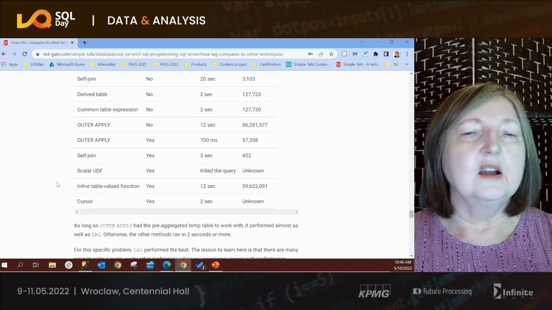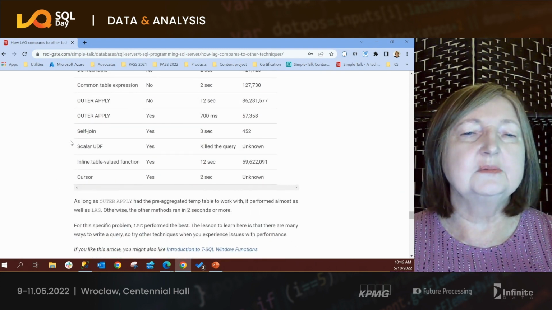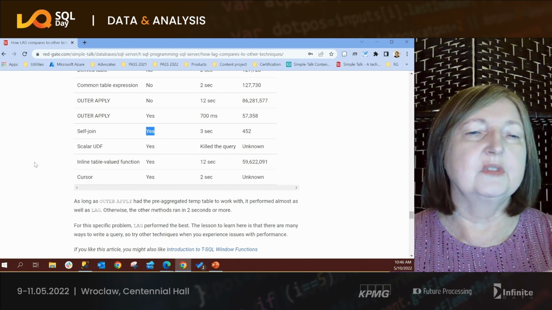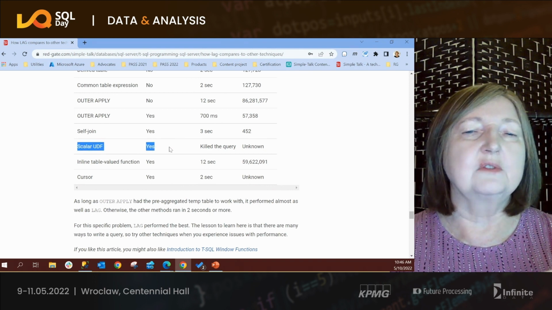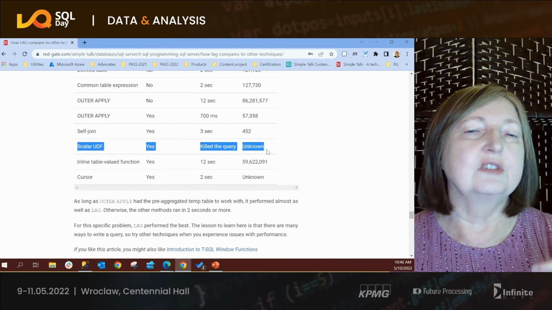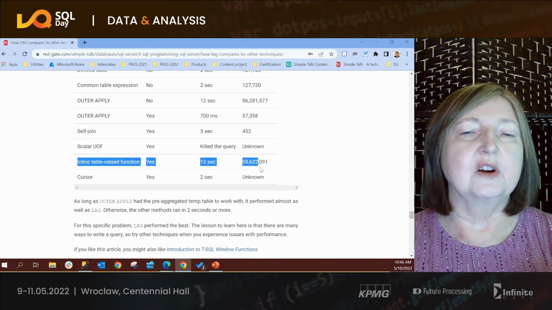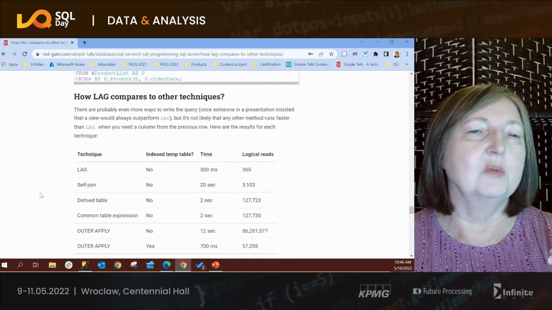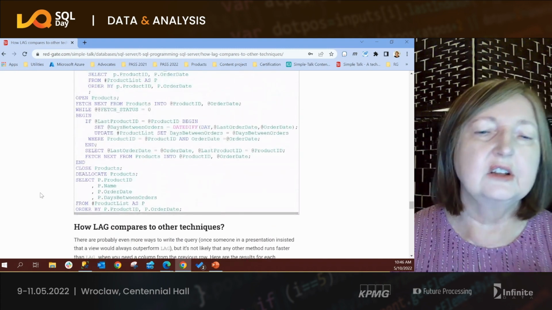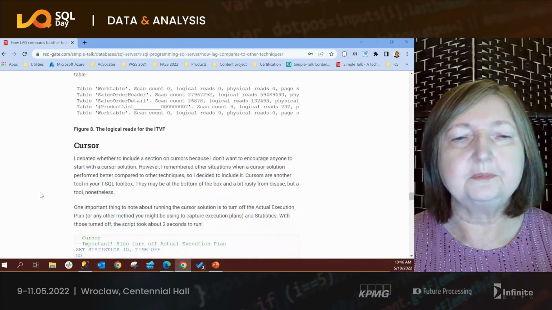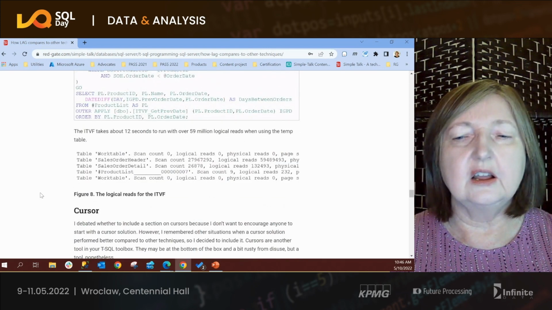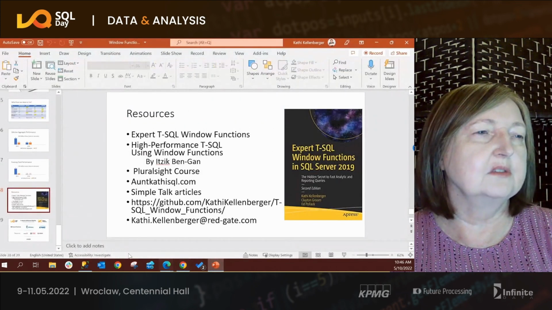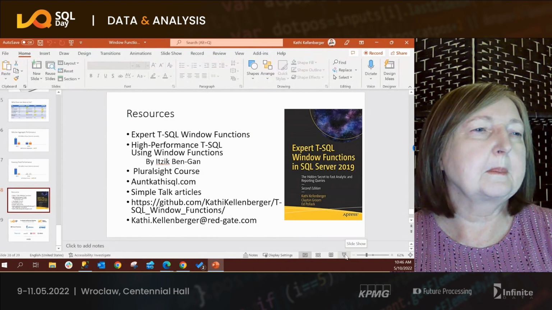Okay. The self join on the temp table. At this point, I just continue to use the temp table. I tried a scalar UDF. I could not even get it to run. I think I probably let it run for 20 minutes before I killed it. An inline table valued function, 12 seconds. So this is what I felt was a pretty interesting exercise, and I encourage you to take a look at it. So before I get done, are there any additional questions at this point?